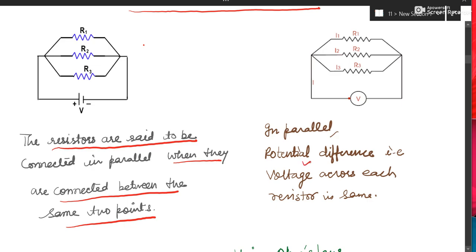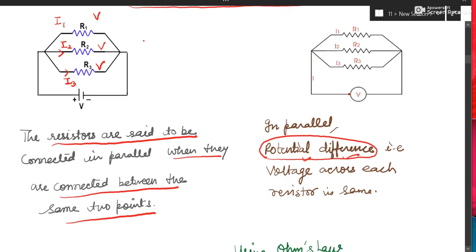In parallel, potential difference will remain the same and current will be different. So you can see, I will write here for R1 voltage is V and voltage for R3 is also V, but current will be different. So here we'll write current I1, current in this branch will be I2 and current in this branch will be I3. In parallel, potential difference is the same, that is voltage is the same, current is different.